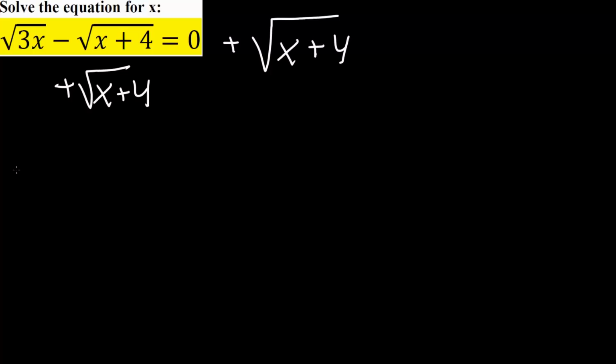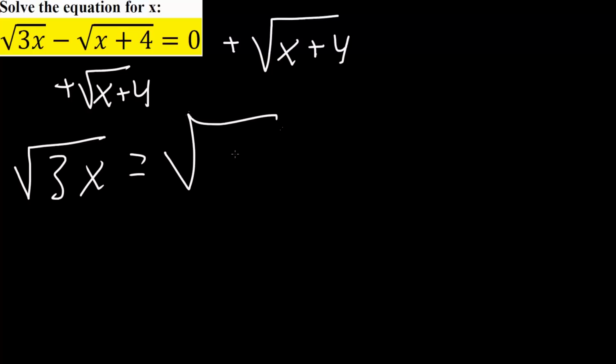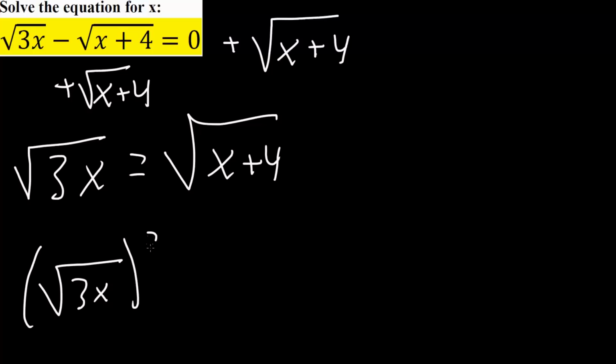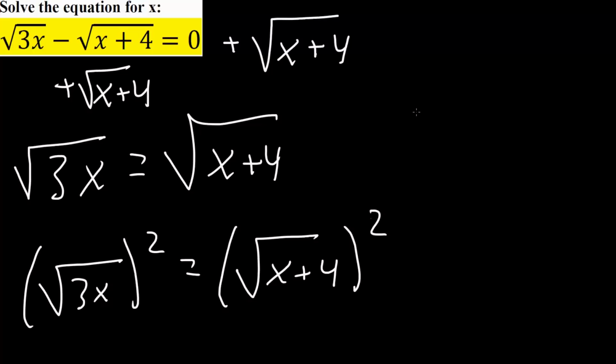This question is slightly different. The first step, we would add the square root of x plus 4 on this side and also on this side. So it's equivalent. And so we would get the square root of 3x is equal to the square root of x plus 4. And so the next step is to square both sides. So parentheses, square root of 3x squared is equal to parentheses, the square root of x plus 4 squared.